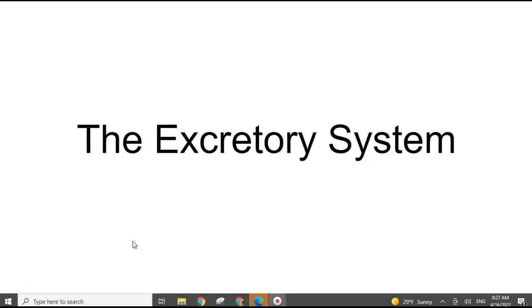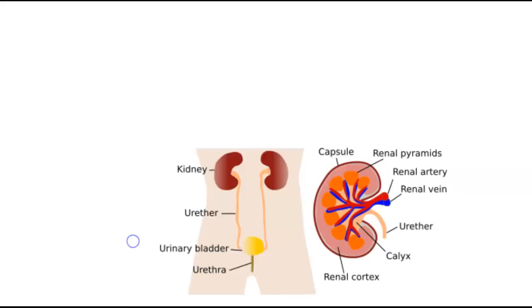The reason we're talking about the excretory system next is because the excretory system is our kidneys and our bladder, and it gets rid of waste in a different way. So these are our waste products from our blood. So both the respiratory and the excretory system play a role in removing waste.